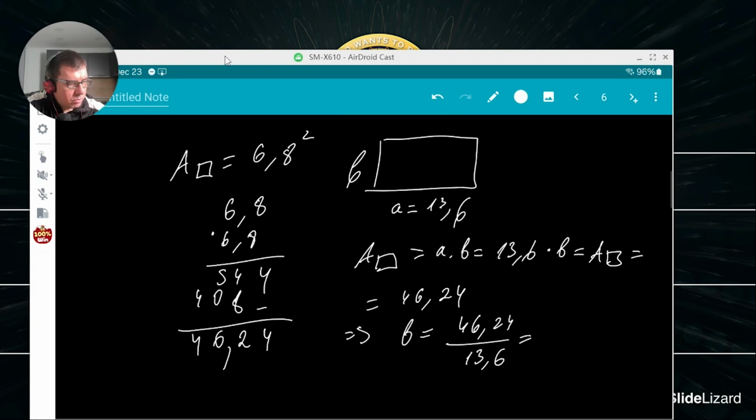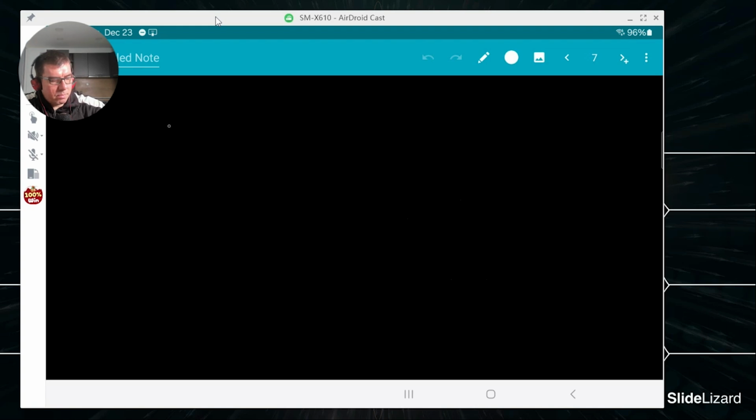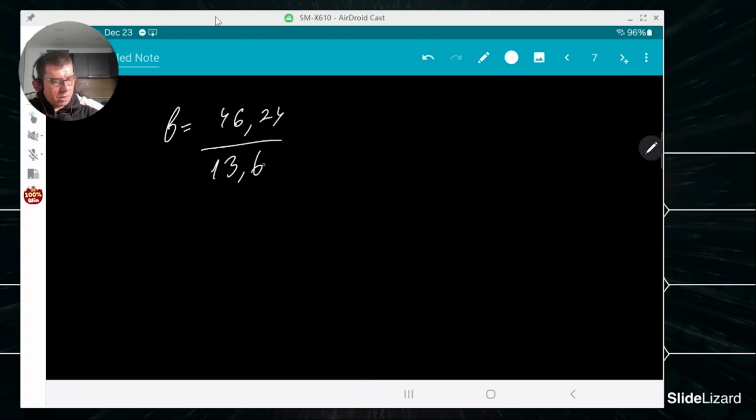We have to think about how to calculate this one. So 46.24 over 13.6. What we can do here is perhaps expand by either 10 or 100 and then reduce. Okay, so let's try to expand by 100.